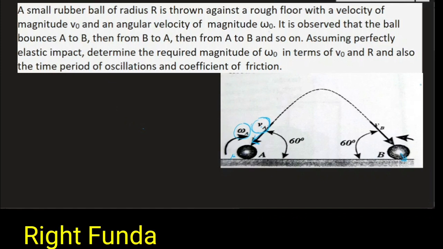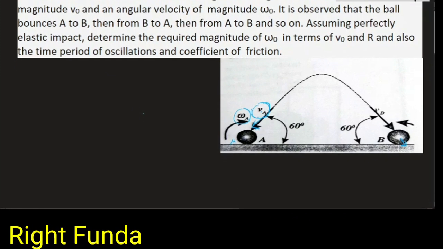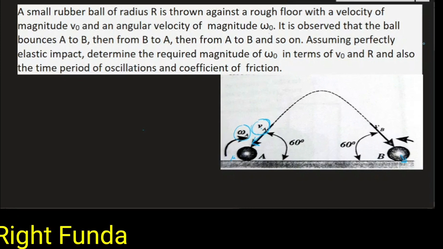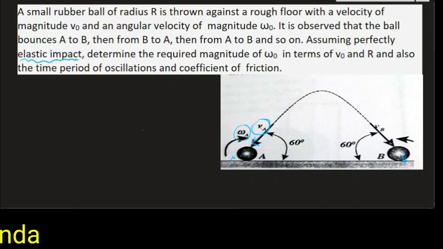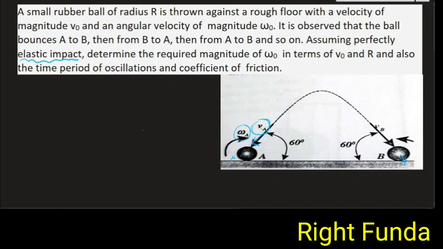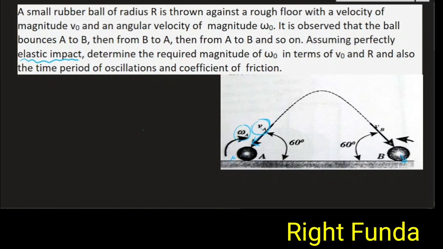To solve this problem, we'll get some idea. We'll make the strategy of solving the problem: how to solve it, how to think, and how to get the idea. Let's discuss what things are given. Number one, it is given that it is an elastic impact. Elastic collision means the kinetic energy has to be conserved. There is no loss of energy due to the impact.